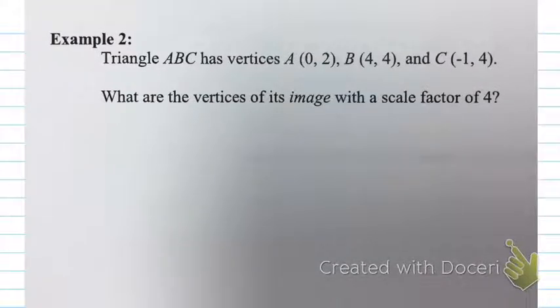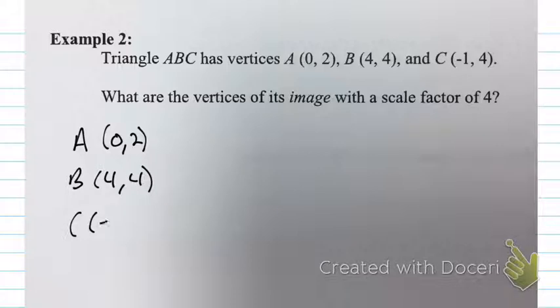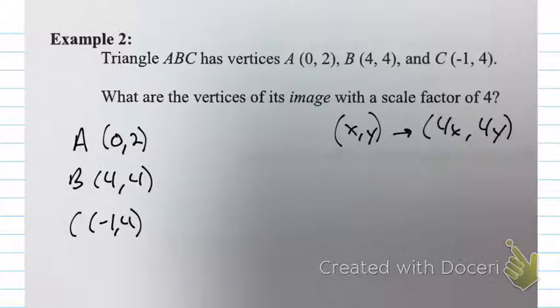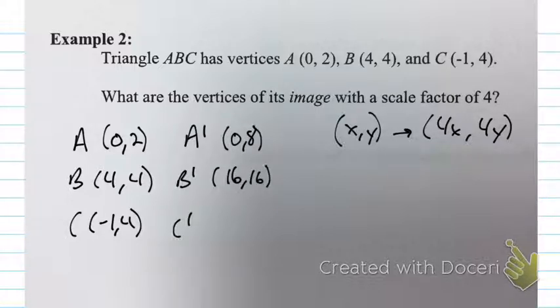All right, guys. Let's look at example 2 on your notes. So you got this triangle. You got some vertices. And we got to use a scale factor of 4. So let's get organized. I know it's written right there. You know me. If I can be more organized, I'm going to be more organized. And then I'm going to write my rule. So scale factor of 4, what am I multiplying by? 4. So for A prime, times 4, I get (0, 8). For B prime, times 4, I get (16, 16). And for C prime, times 4, I get (-4, 16).